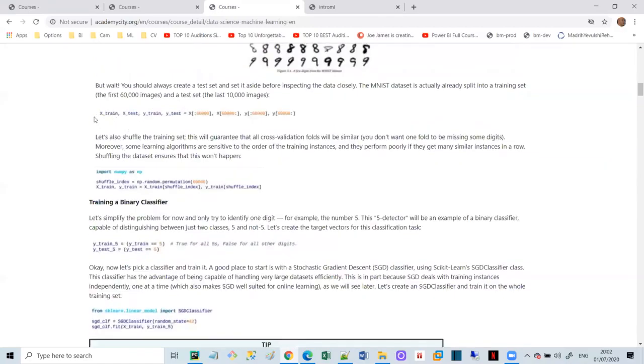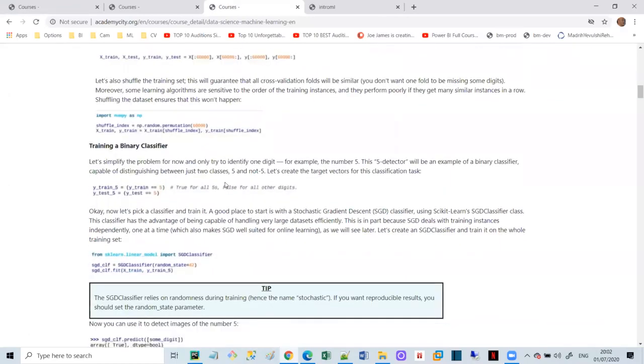So beautiful. We prepare the data by having training data sets with their targets, the labels. We have the test data with its labels. We mix them up and we make sure we convert both of them to binary.